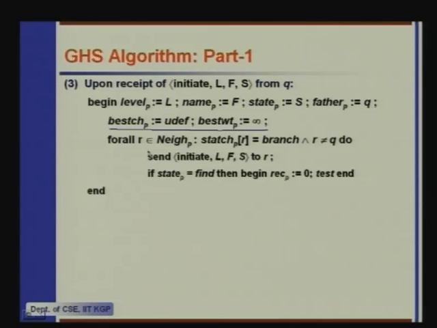And then after that we, for all neighbors of P which are on the tree, okay, except the parent, we propagate the initiate message to all those children in the tree, okay, and then you check whether the state of the fragment is find. If it is find, then it starts the test procedure, and test is the algorithm that is going to test whether an edge is in the same fragment or not, okay.